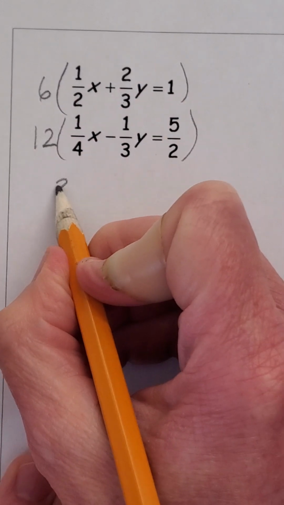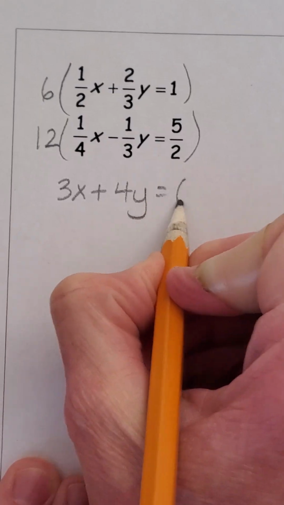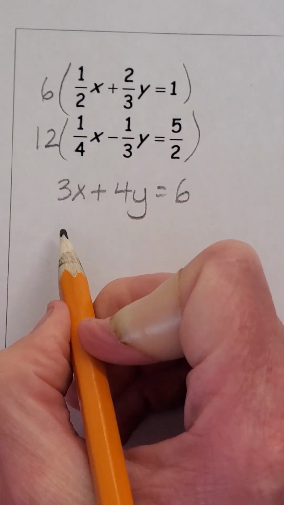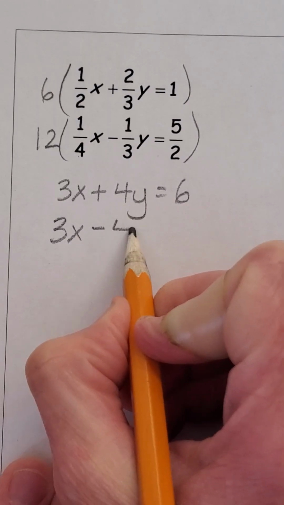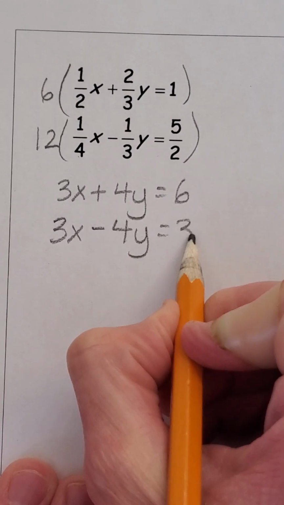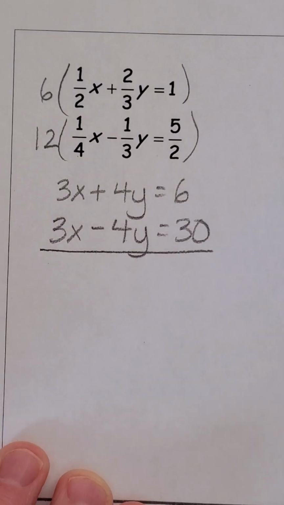So half of 6 is 3, plus 4y equals 6. 1/4 of 12 is 3. And don't forget to multiply everything by that one. So now it's already set up.